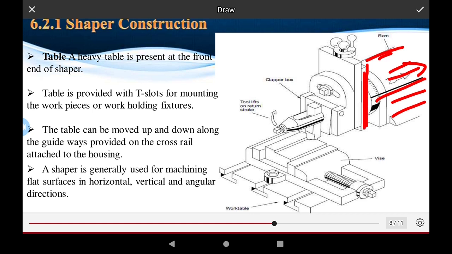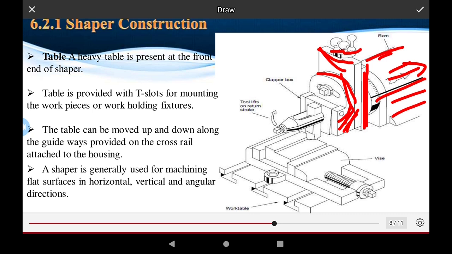This is the headstock, consisting of the nut and bolt. The nut and bolt are used to support the headstock, and the headstock also consists of the ram.